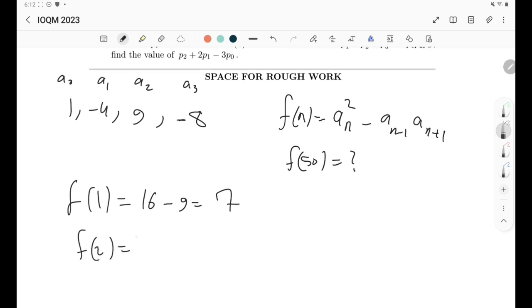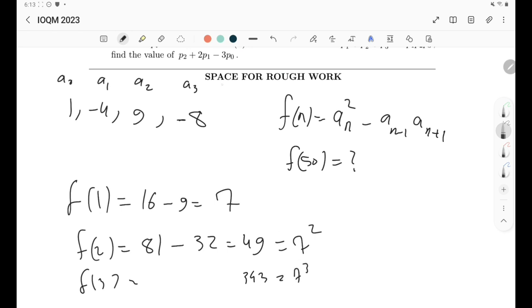What about f of 2? F of 2 is a2 square, so 81, minus negative 4 times negative 8, so 4 times 8, that's 32, that's 49. Okay, I think you see something nice. 7, 49, 49 is 7 squared. In fact, if you calculate also f of 3, you will get that it's just 343, that's 7 cubed. Can just find a4 and calculate that to double check.